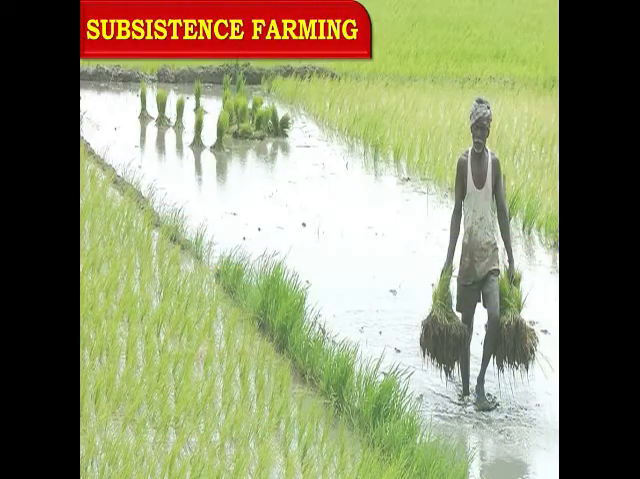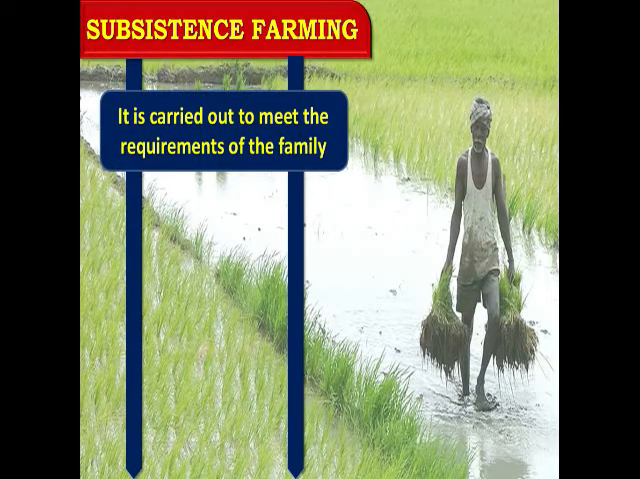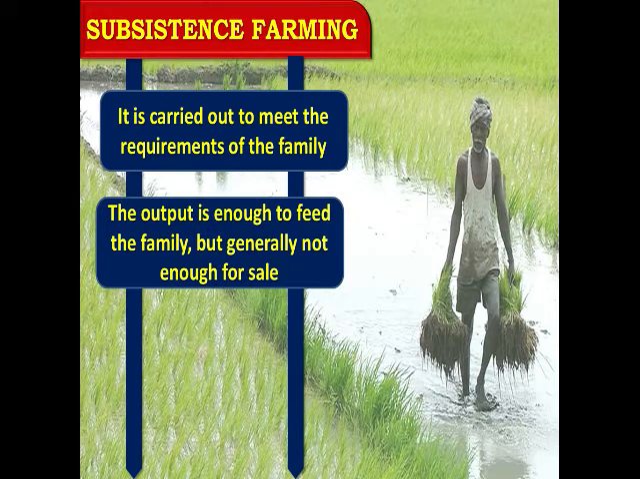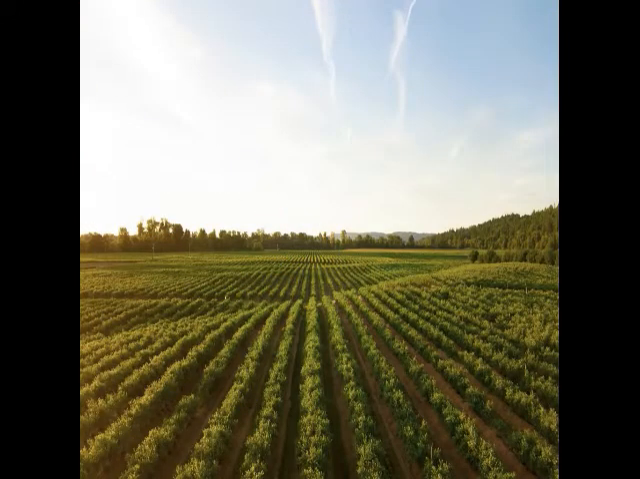Let's see about each topic. The first one is subsistence farming. What is subsistence farming? It is carried out to meet the requirements of the family. The output is enough to feed the family, but generally not enough for sale. The farmers use simple tools and do not employ external labor. That is subsistence farming.